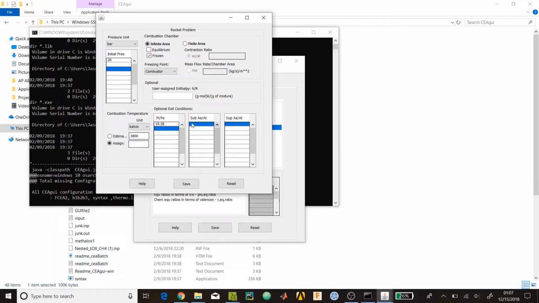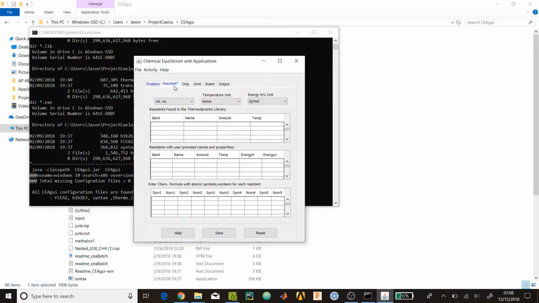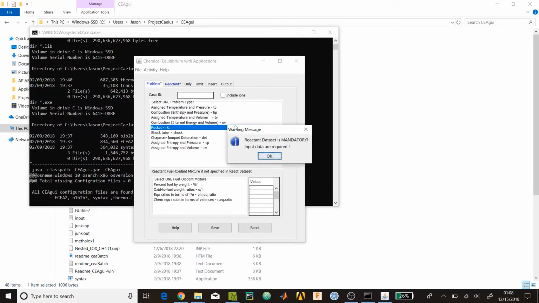Subsonic, supersonic, let's not worry about that. We just want to know the combustion properties. Click save, and the next thing you want to choose is oxidizer fuel weight ratios. You can do any of these other things, but probably the most simple and most intuitive would be the oxidizer fuel ratios. And actually, we'd probably want to get to this later because you don't know your propellant combination yet. So you want to go over to this tab.